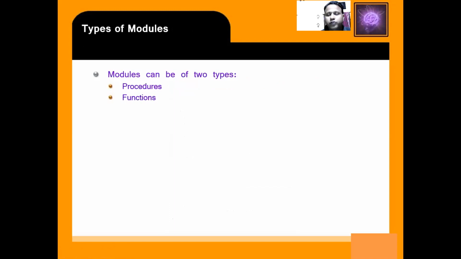These modules are of two types. One is procedure, another is function. Then what is the need for modules? Modules are used to break a complex program into smaller or simpler parts. So modules are of two types, one is your procedure, another is your function. In these two ways you can implement the modules.